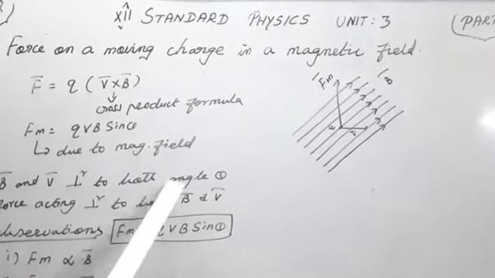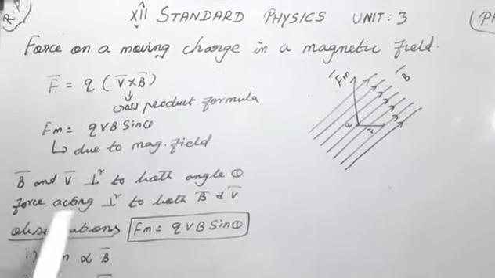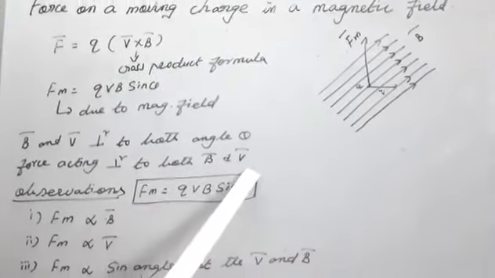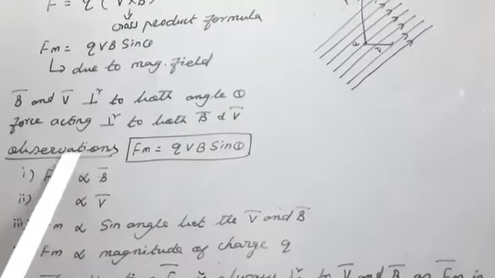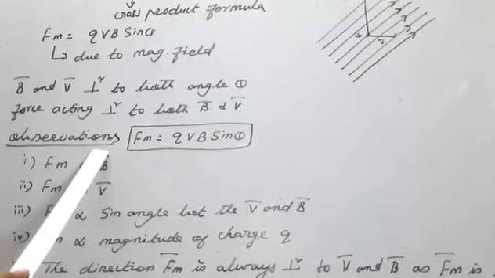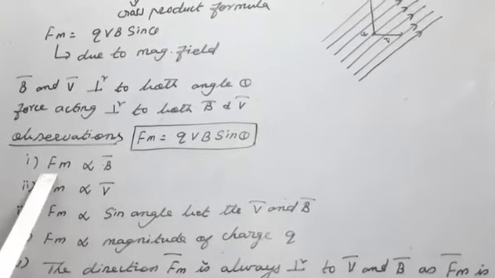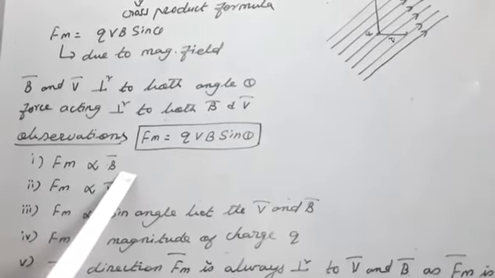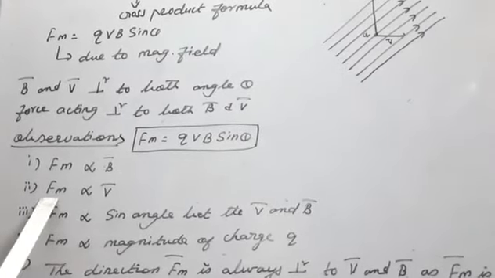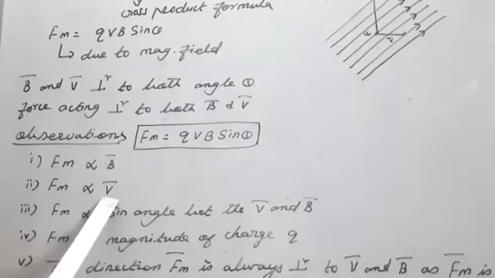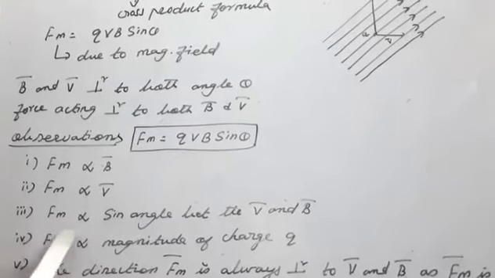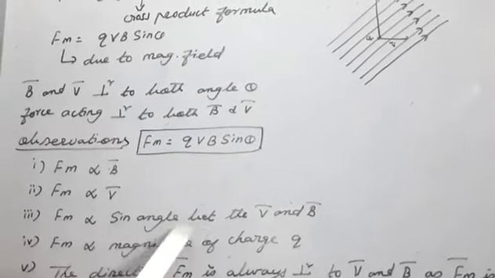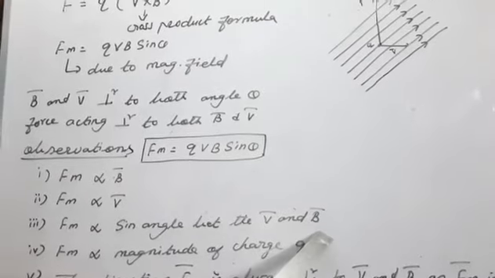So in between, the angle theta means the force acts perpendicular to both the B vector and the V vector. Here we will see some observations from this formula. The force Fm is directly proportional to the magnetic field, directly proportional to the velocity, and directly proportional to the sine of the angle between the velocity and the magnetic field.